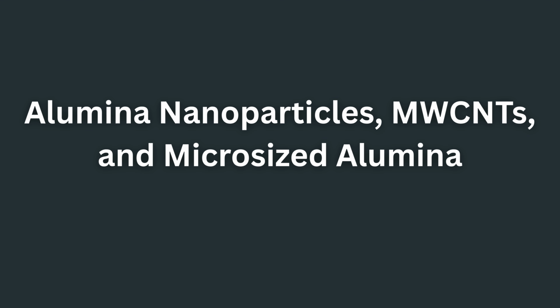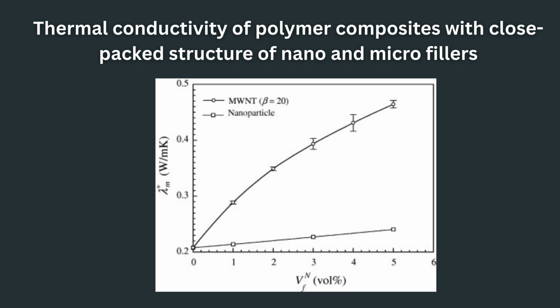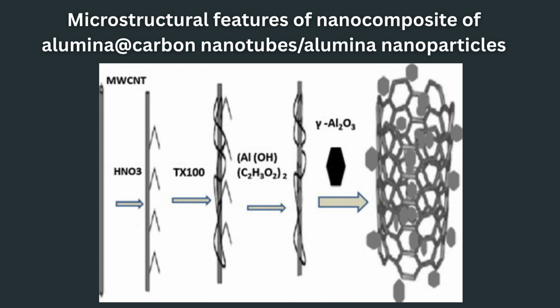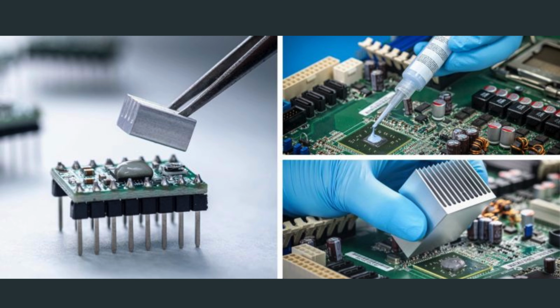Alumina nanoparticles, MWCNTs, and micro-sized alumina. Thermally conductive adhesives can also contain a mixture of micro and nanoscale fillers. For example, spherical micro-sized alumina particles may serve as the primary filler, while alumina nanoparticles and multi-walled carbon nanotubes provide nanoscale bridging networks. MWCNTs form continuous conductive networks within the epoxy matrix, substantially improving thermal conductivity even at relatively low concentrations.